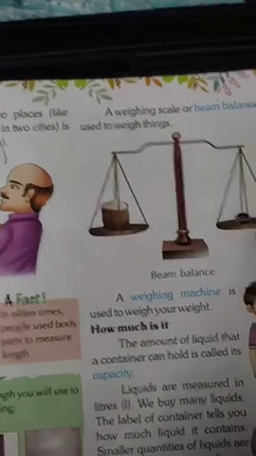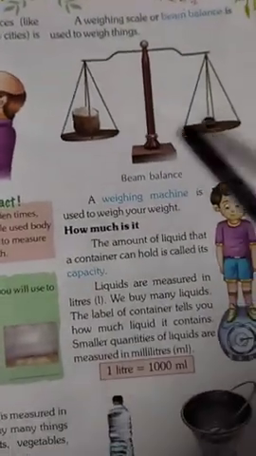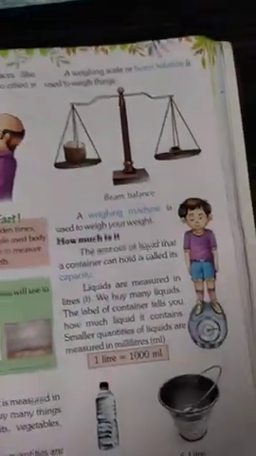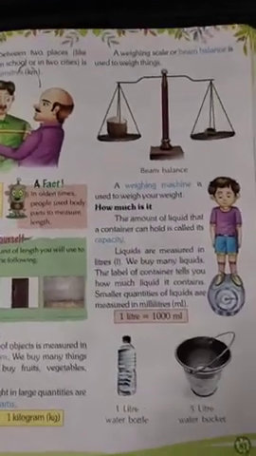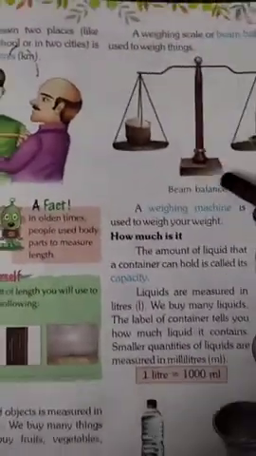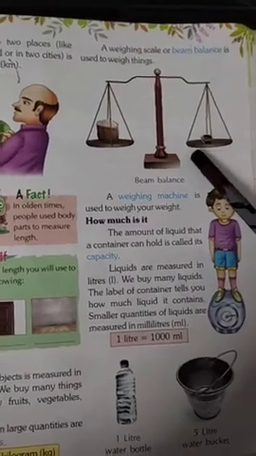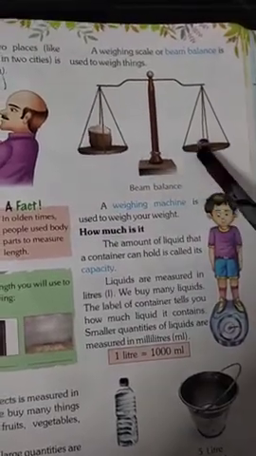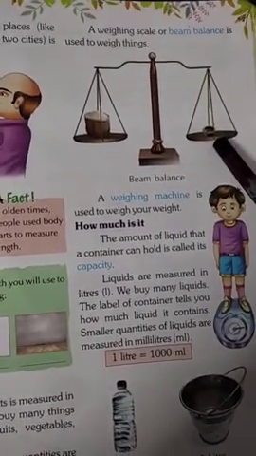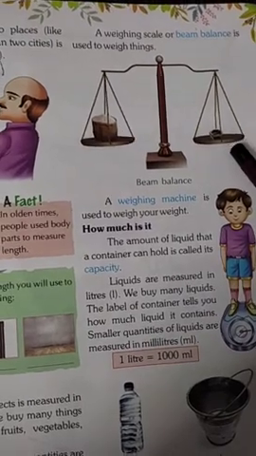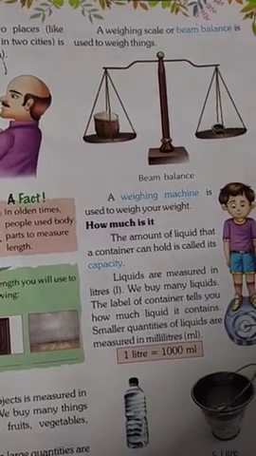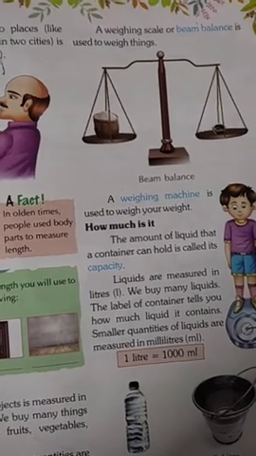This is a beam balance. Can you see? Earlier this kind of machine was used to measure weight. Now also vendors and all, they use this kind of machine, but in big shops you see the previous machine I showed you, that is digital one.